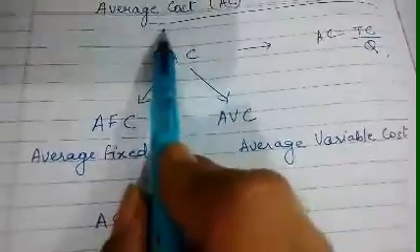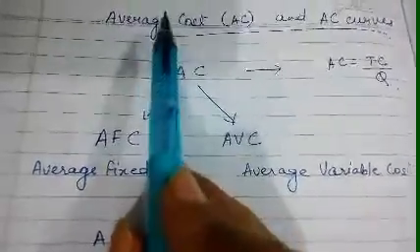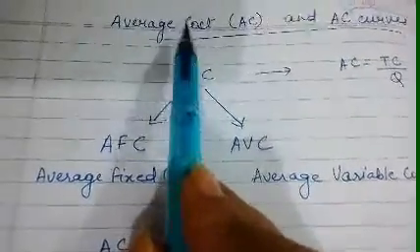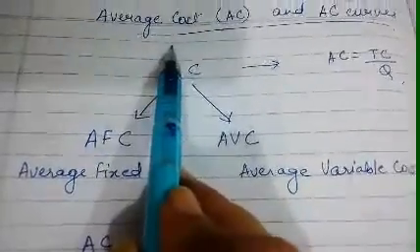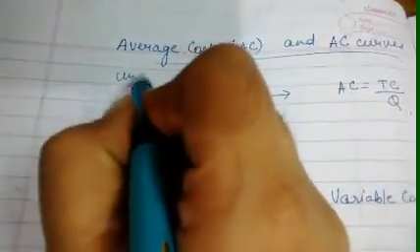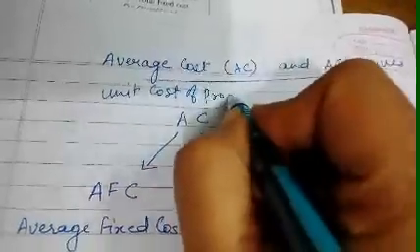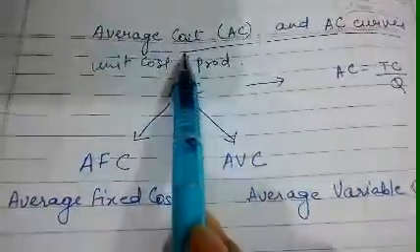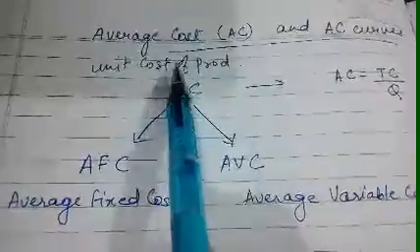That means per unit, the cost of the output that you have produced, we consider as average cost. Okay, so it is also called unit cost of production. Average cost is also considered as unit cost of production. Fine.